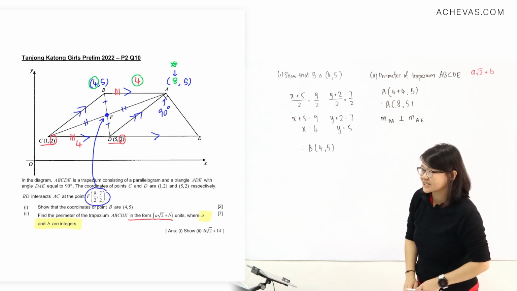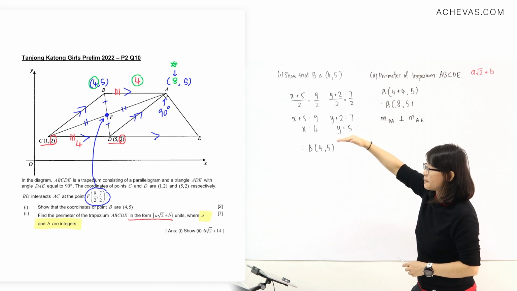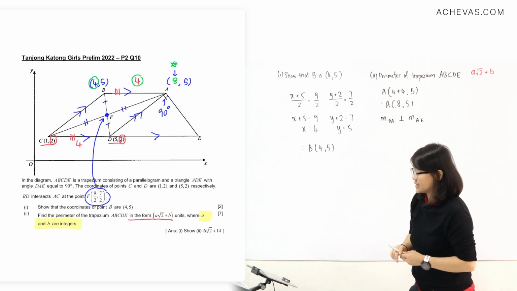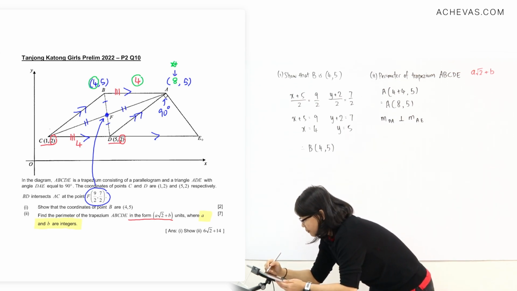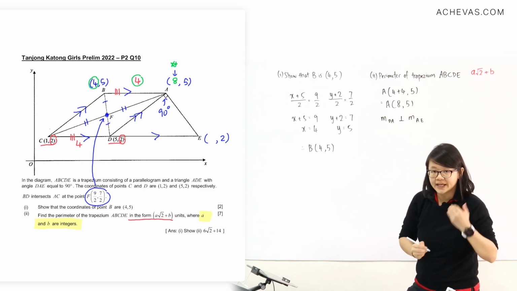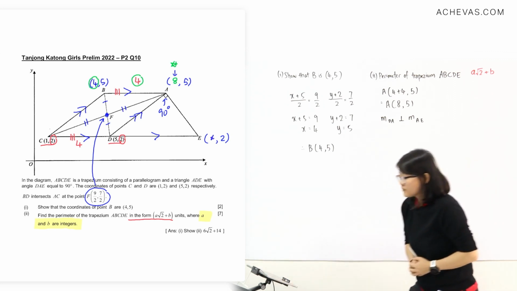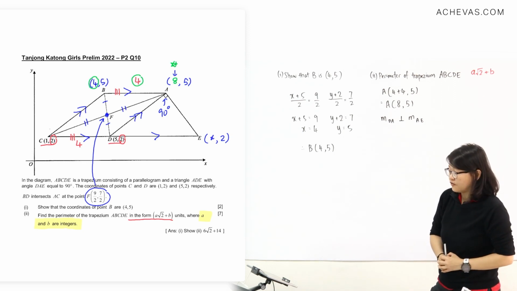Since I've already discussed the line, CD will be parallel to the x-axis. So CE line will also be parallel to the x-axis, which means the coordinate for point E will also take the y coordinate of 2, and I do not have the x coordinate. So let me just put the x over here. Right, so we're going to do a gradient formula.